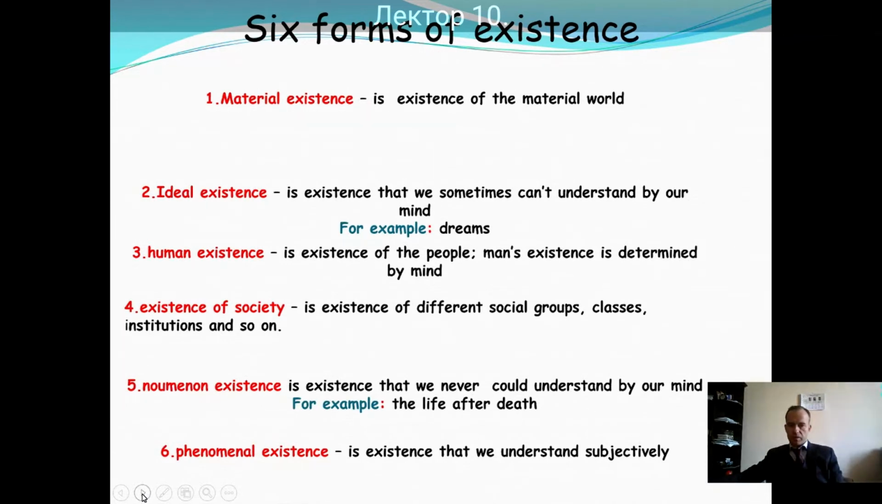Okay, and the last one is phenomenal existence. It is existence that we understand subjectively. What is a phenomenon? A phenomenon is some kind of event, or some man whom we admire. But if something is a phenomenon for one man, it can be an unusual thing for another man. Because of this, we can say that phenomenal existence is existence that we understand subjectively. Okay, all these forms of existence we can describe one by one, or we can explore them as a system because they are connected to each other.